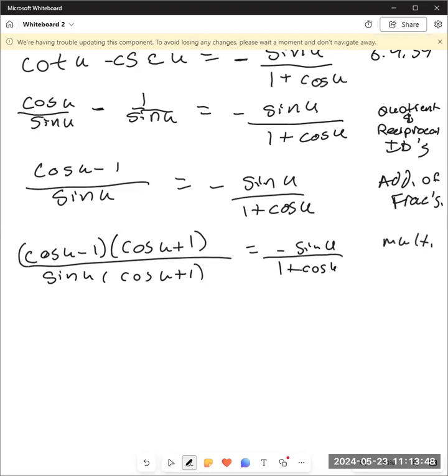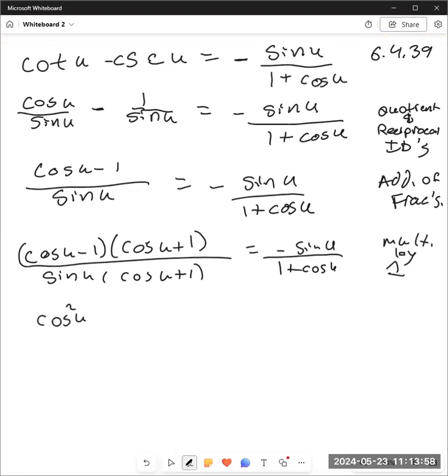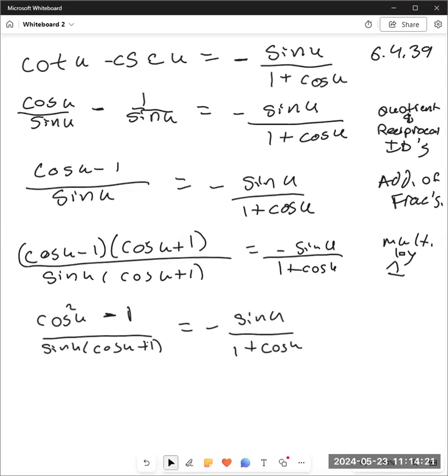This is just multiplication by 1. When we do that, cosine times cosine is going to be cosine squared. And then positive cosine and negative cosine make a 0. And then we have negative 1 times positive 1 is negative 1. We'll leave this bottom part factored. Remember, you're always allowed to multiply by 1 and not change the problem.